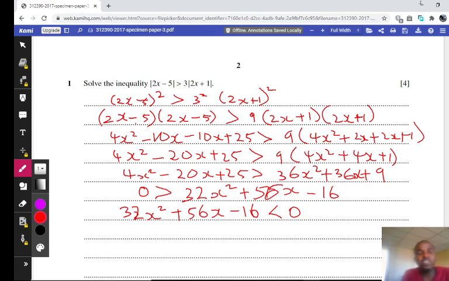Take note of the inequality, the side that is facing, right? So it's still less than, the interpretation is the same. Now, on this one, do we have a common factor here? 16. Can 16 get into 56? No, it can't. But what can be the common factor, right? You can see there's 8 here. So divide each item by 8, you get 4x squared plus 7x minus 2 less than 0.